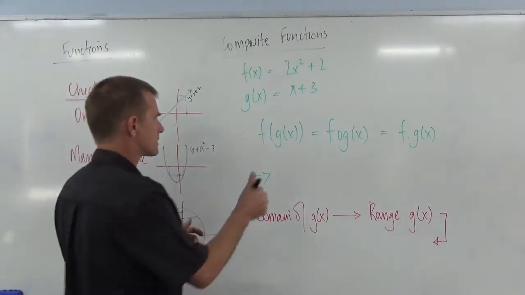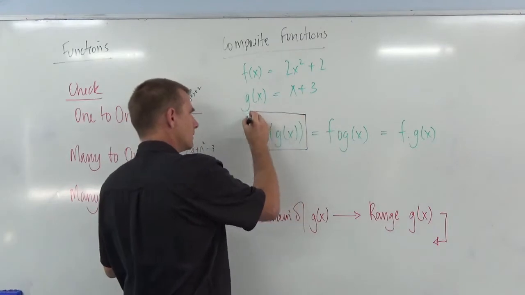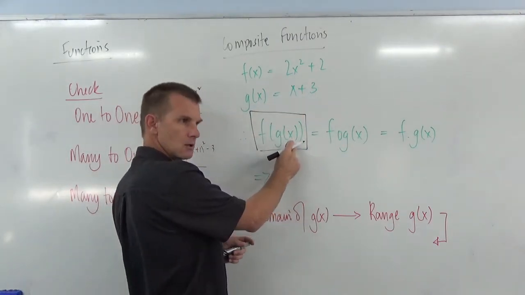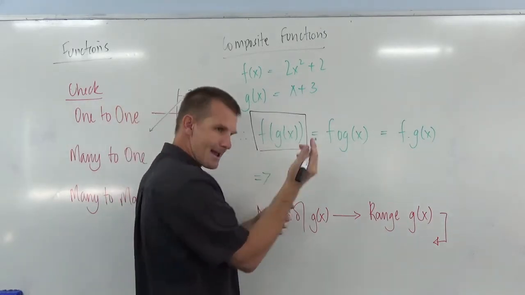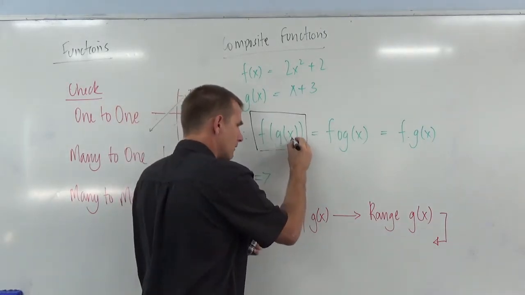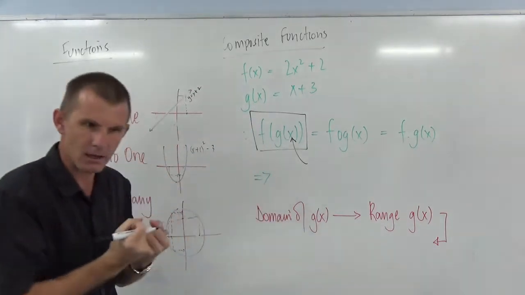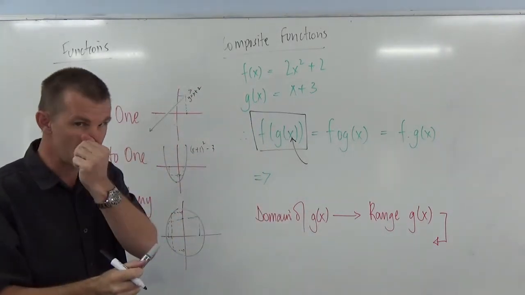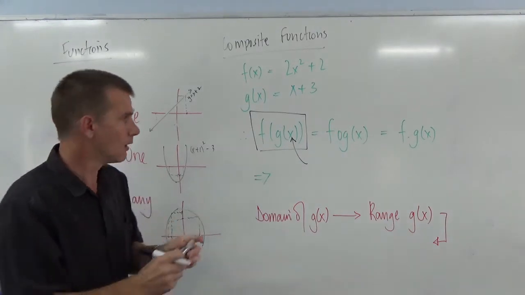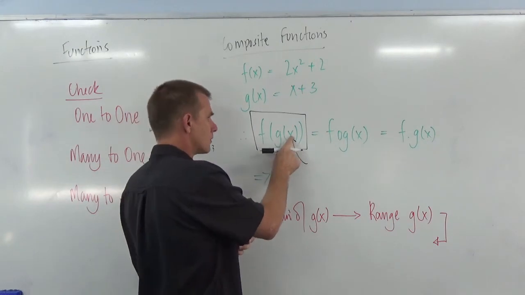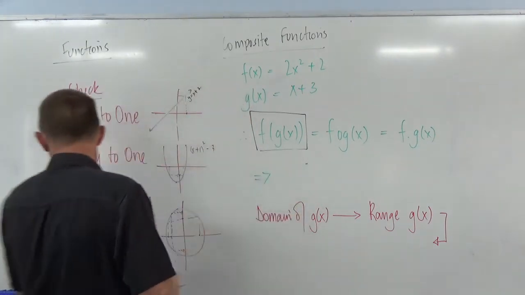So what is this here actually telling me? This is saying f of g of x. So what I'm really doing is I'm putting the x values into g of x. I will get my answer out of g of x, and then those values that I get out, I've got to then put into f of x. Okay? So we start in g of x.